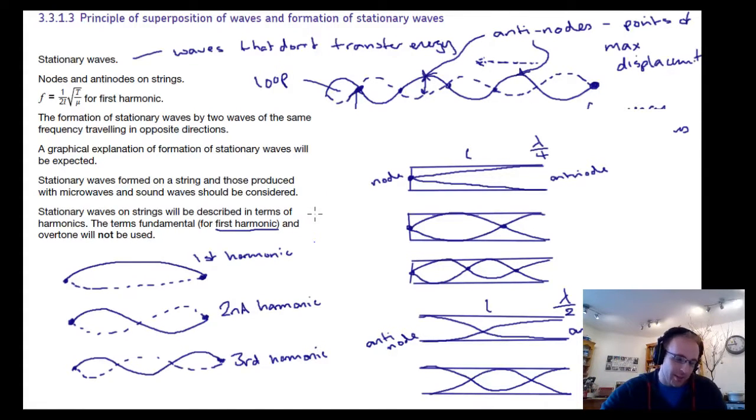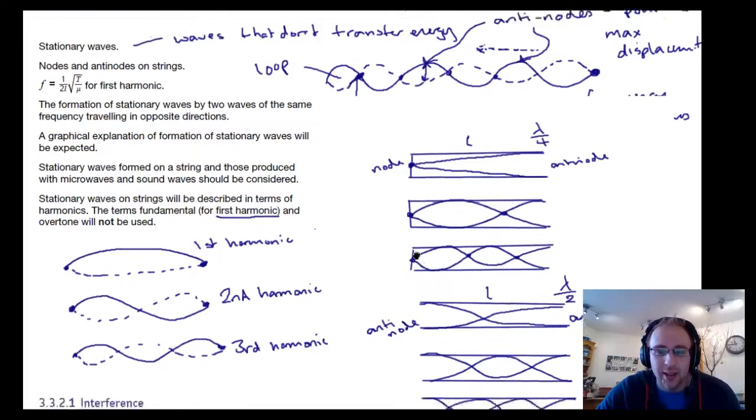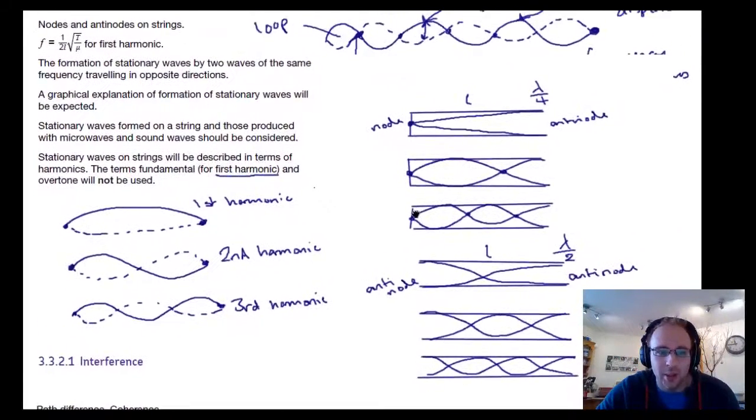There are standing waves in pipes, or air columns, and those are the rules for standing waves in pipes.